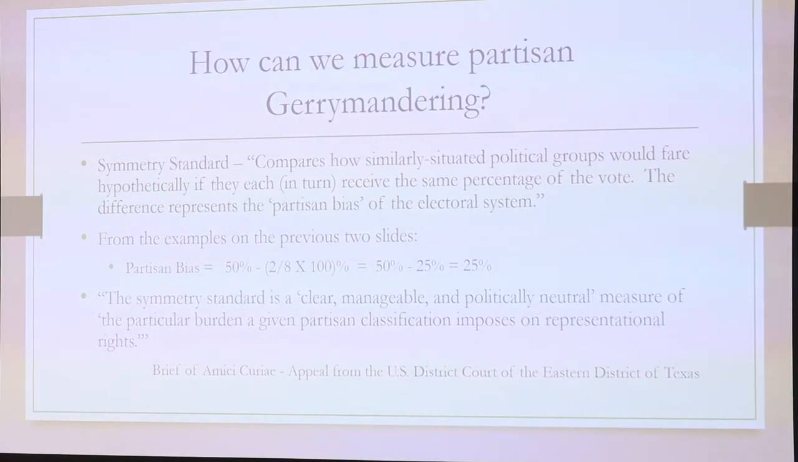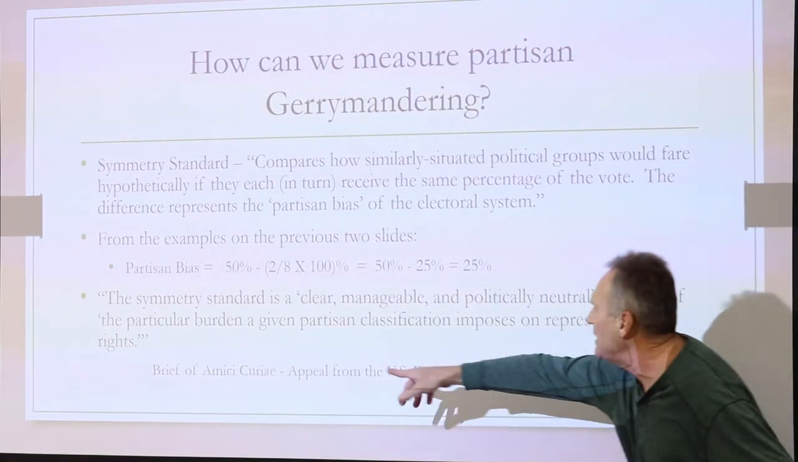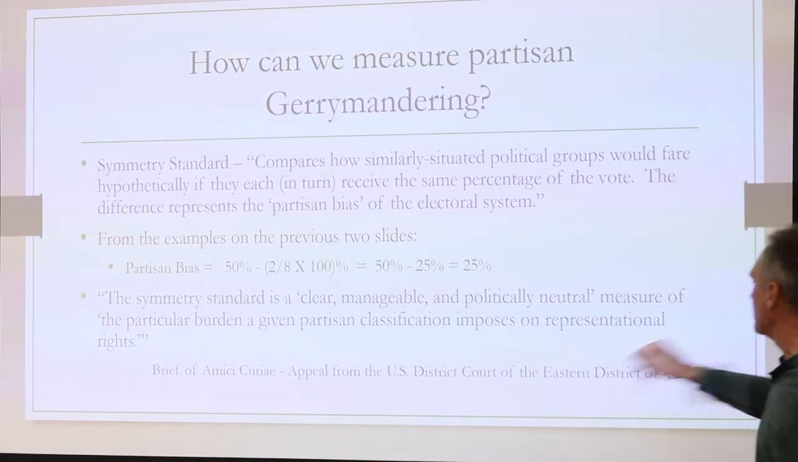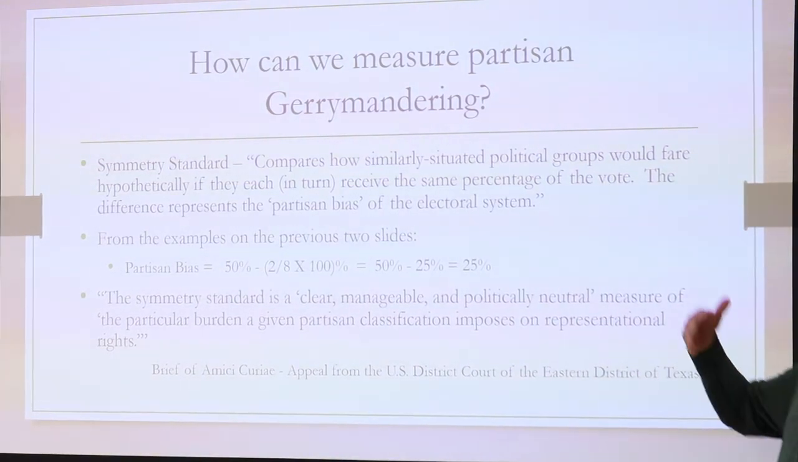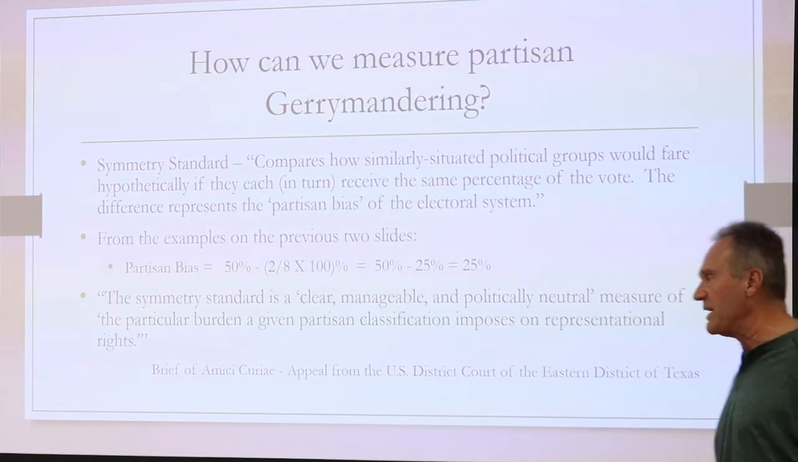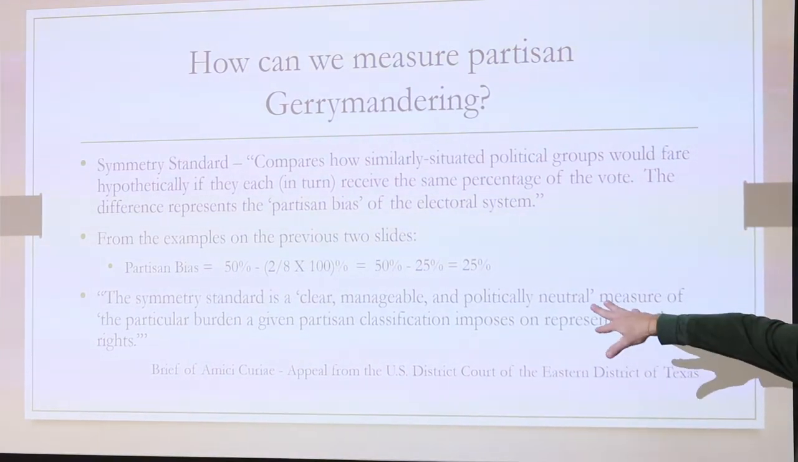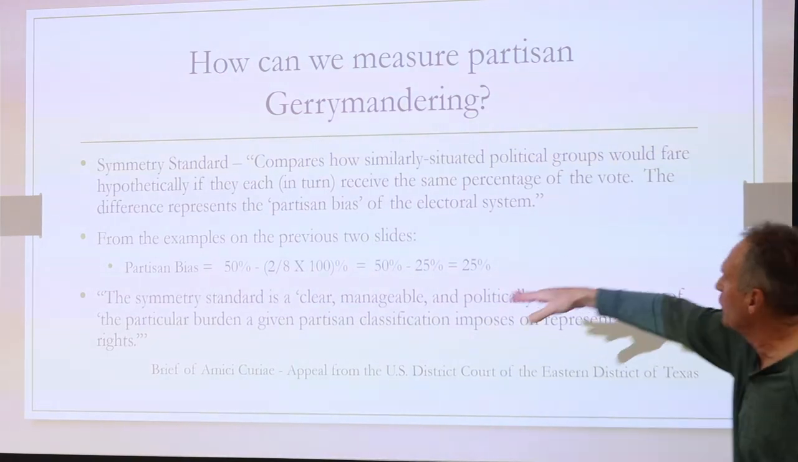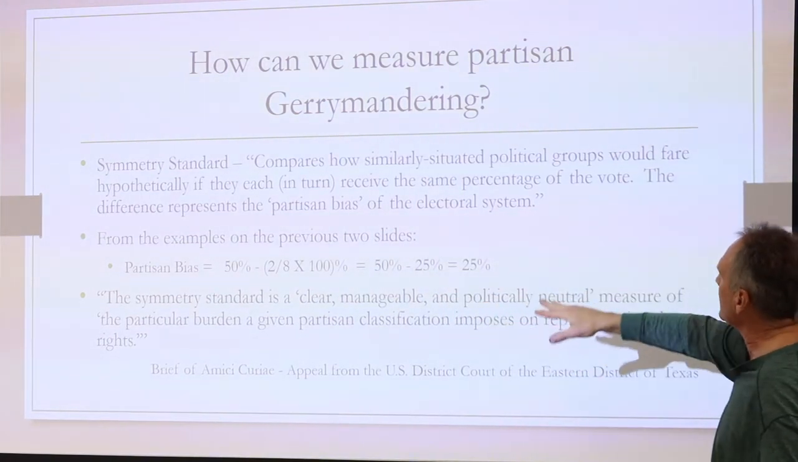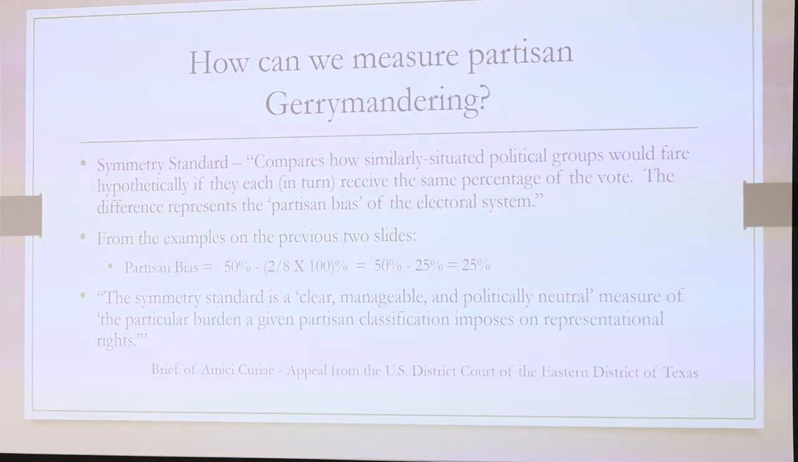So this is a statement from, you remember from the video, there was a lawyer from this team that basically appealed to the district court in Eastern Texas to try and get them to declare a certain gerrymandered district unconstitutional. And basically they presented the partisan bias formula and argued that the symmetry standard is a clear, manageable, and politically neutral measure of the particular burden a given partisan classification imposes on representational rights. In other words, it's a good measure of the degree to which the effect of the vote differs from the effect of the legislators that end up getting seats.